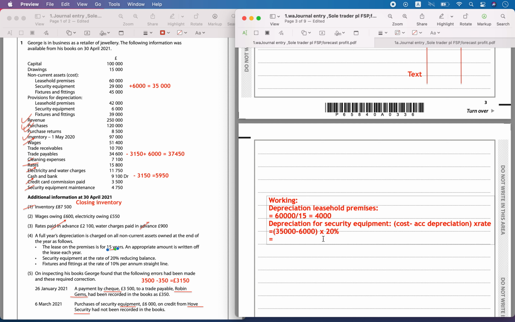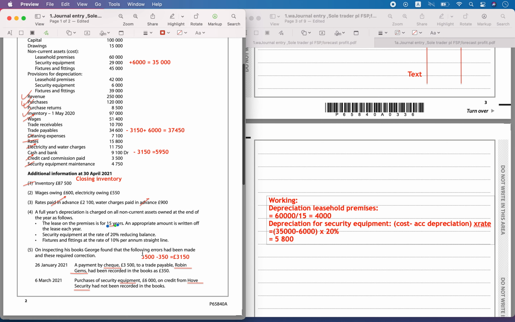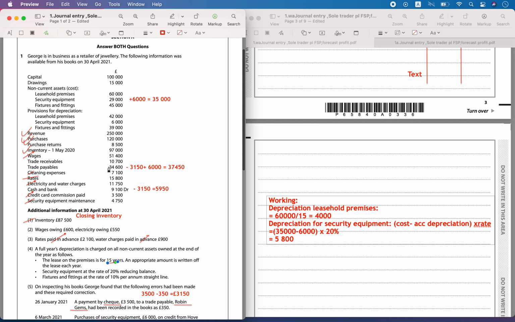So that is equal to 35,000. Okay, 35,000 minus 6,000, times 0.2. So that is equal to 5,800. So the value is equal to 5,800. And then you have, okay, that is 5,800 pounds.